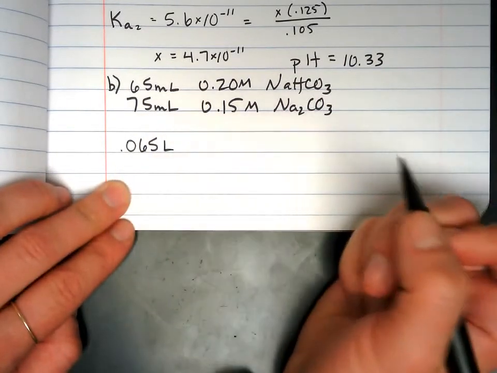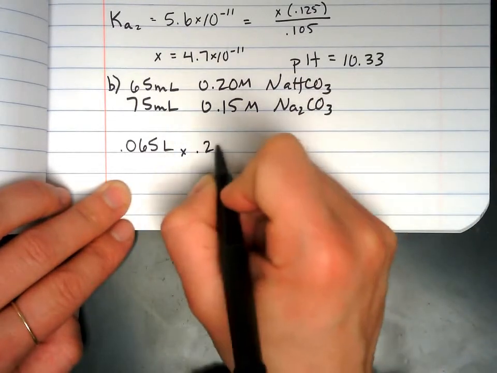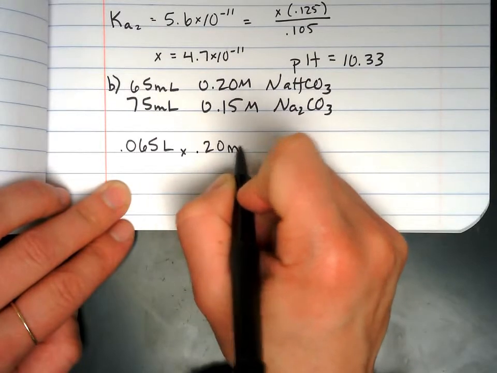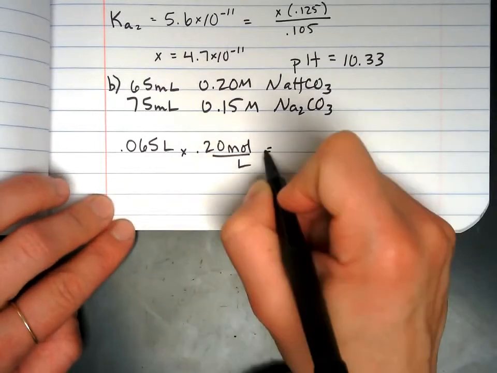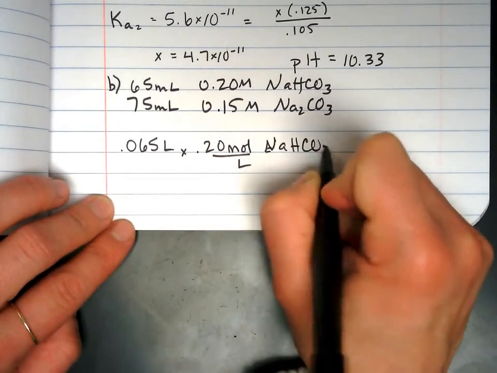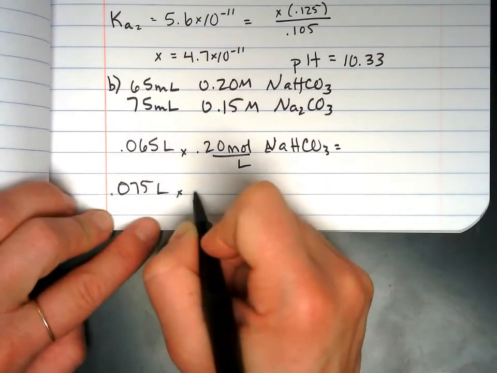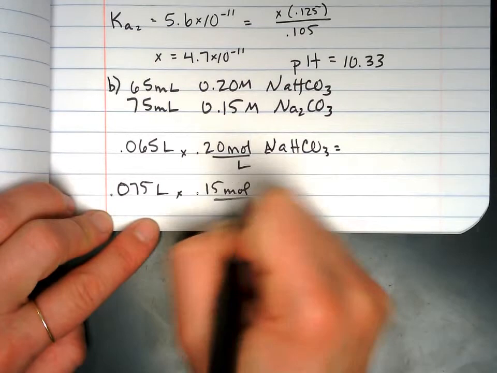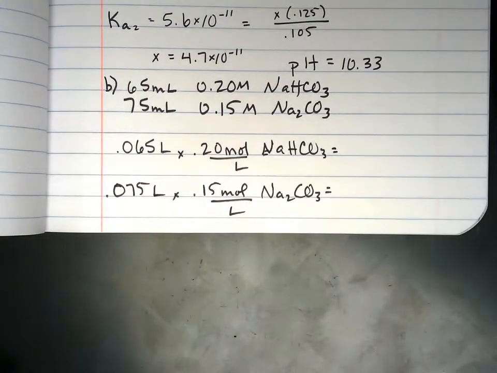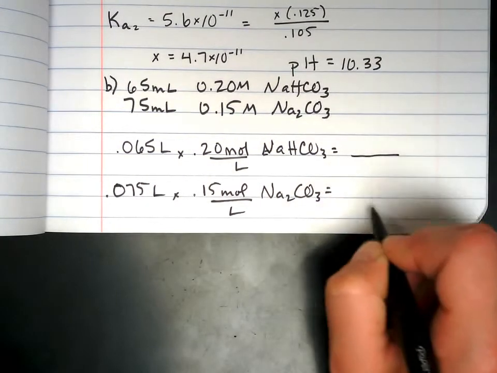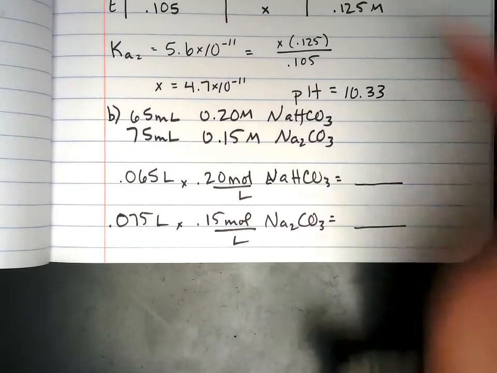So you have 0.065 liters times 0.20 moles per liter of NaHCO3, right? And 0.075 liters times 0.15 moles per liter of Na2CO3. And so from there, you'll calculate the number of moles, plug everything back into an ice table, just like we've been doing.